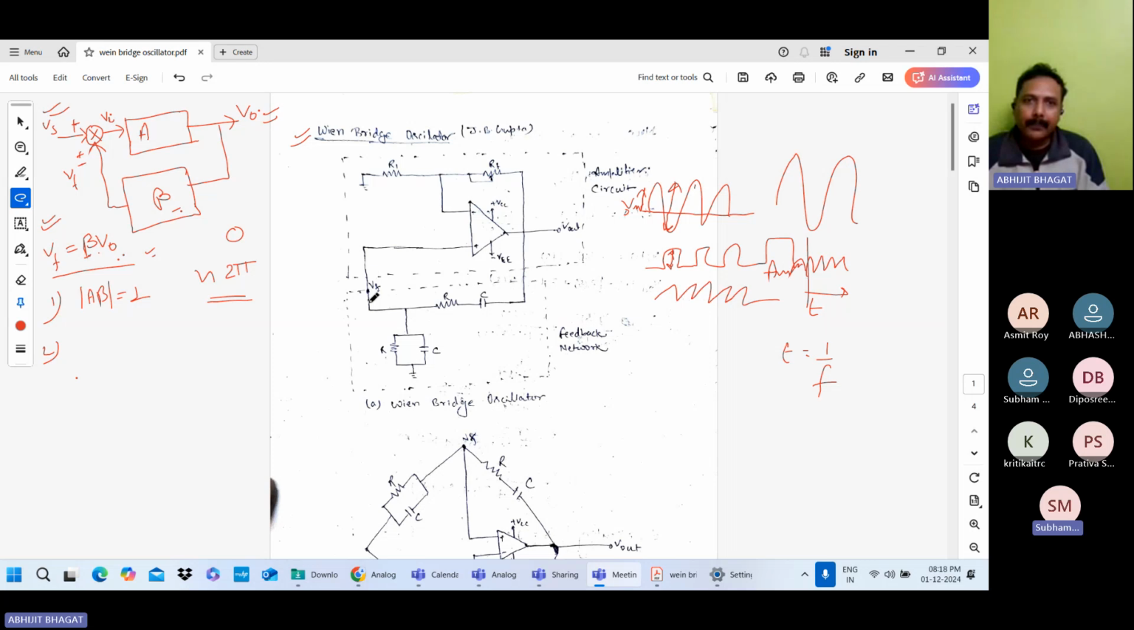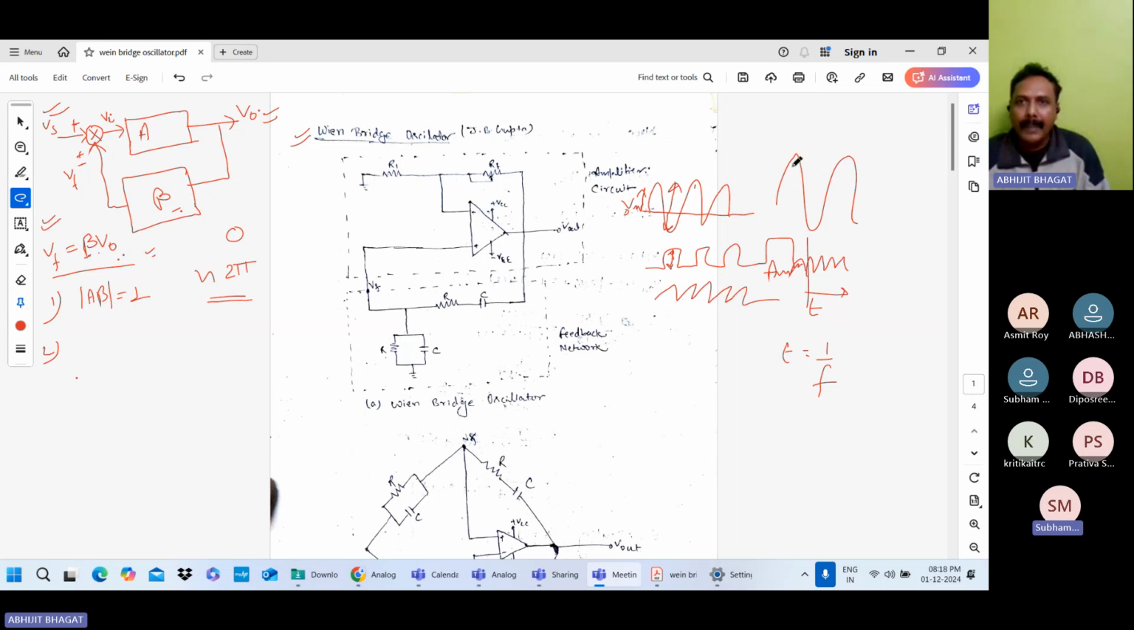So in this circuit, Vf is the feedback voltage. You can say V0 is the output. So Vf part is back to the input side. In this feedback part, this is the feedback network. Here, one resistance is in series with the capacitor, and other resistance is parallel with the capacitor. So this part is feedback network, and this part is used as amplifier circuit.